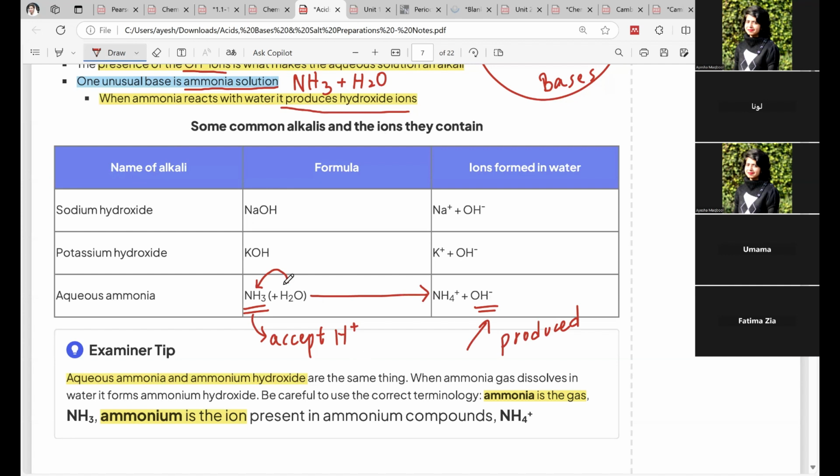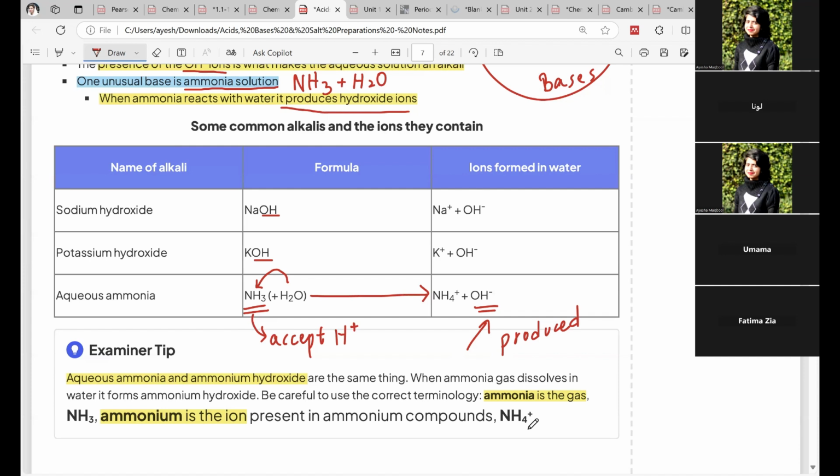All other bases are simple. They have OH in the formula. That's easy to identify. Only in case of ammonia, it is ammonia solution. So ammonia can take H from the water, so it is a base. Ammonia can give OH at the end with water, so it is a base as well. So both definitions will be applicable over here. So again, remember the difference between ammonia and ammonium. Ammonia is a gas with NH3 formula, but ammonium means NH4 positive is present.